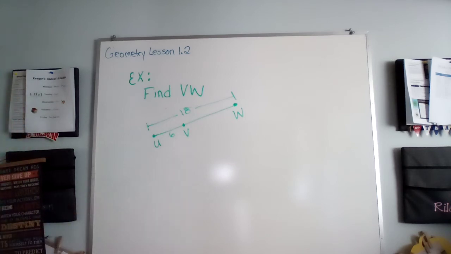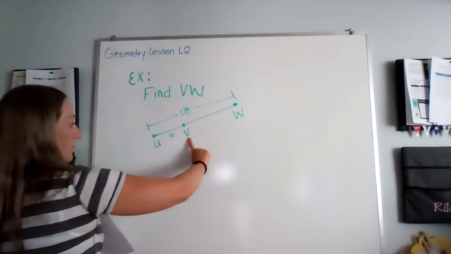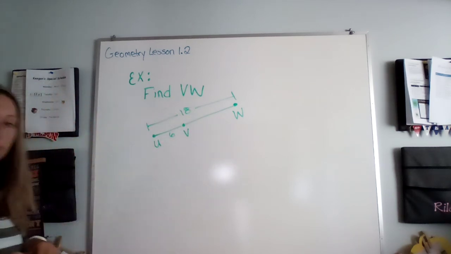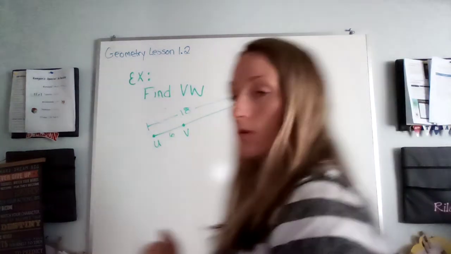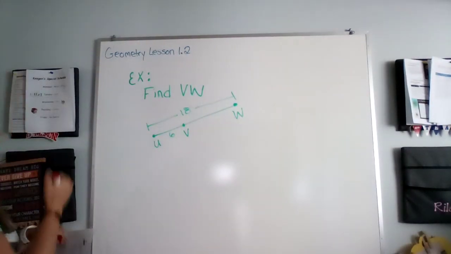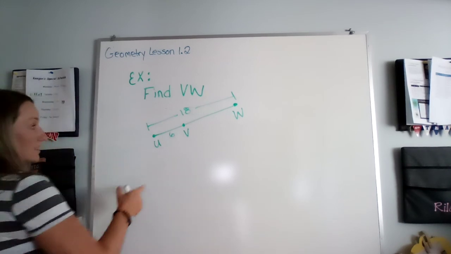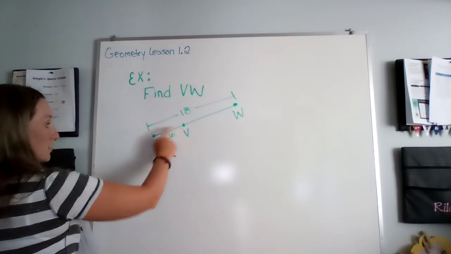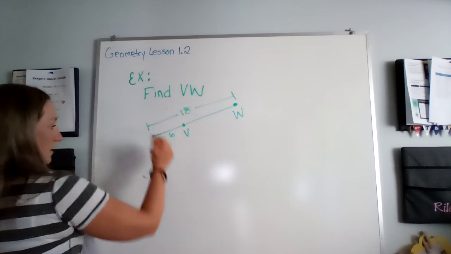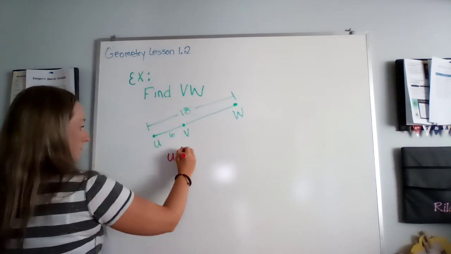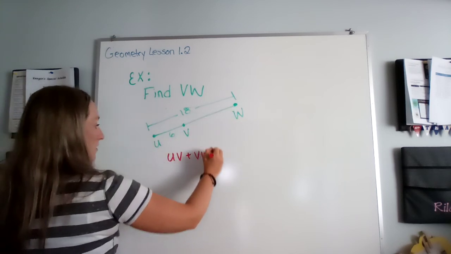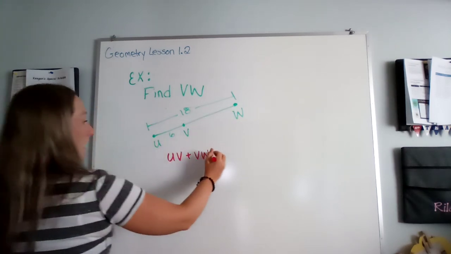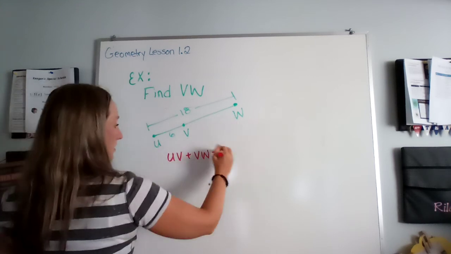Okay. Now I know you could probably look at this and very quickly tell me what the distance from V to W is, okay? But we're going to practice writing out the segment addition postulate because we will be using it when we get into proofs, so practicing writing it is going to help you. So the segment addition postulate says take a small segment such as UV, add to it another segment, VW. Notice that V is between. And it's going to equal the whole segment, UW.